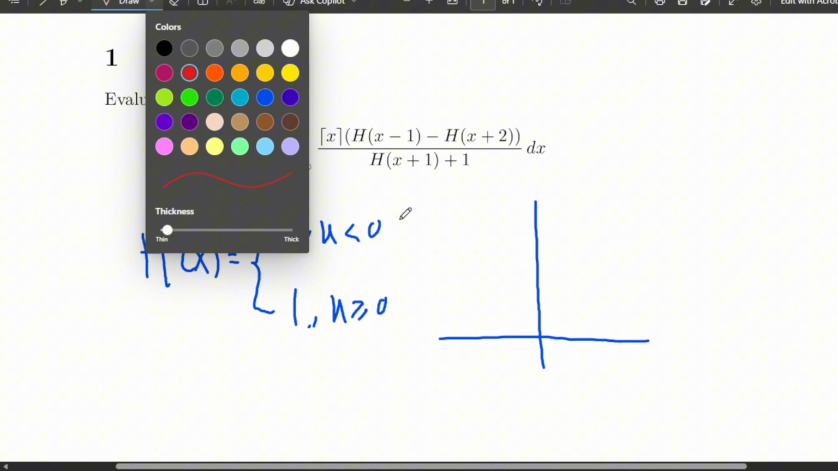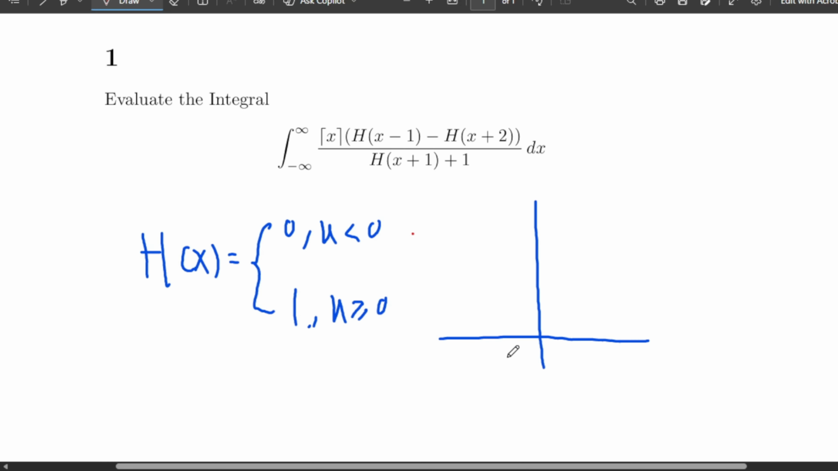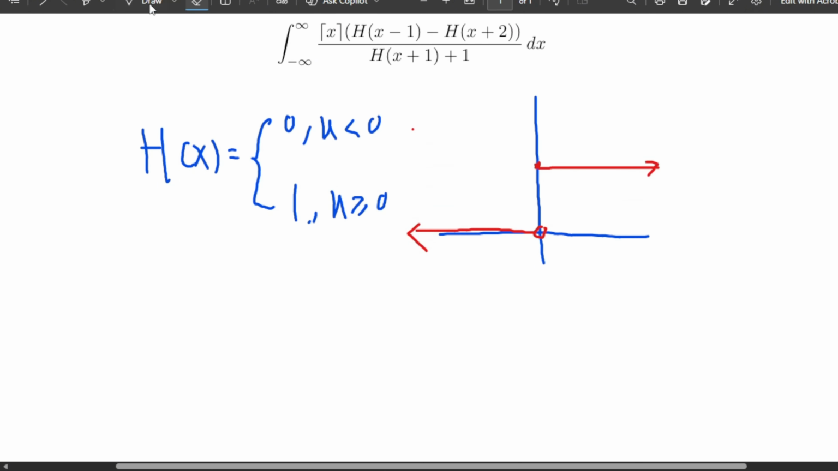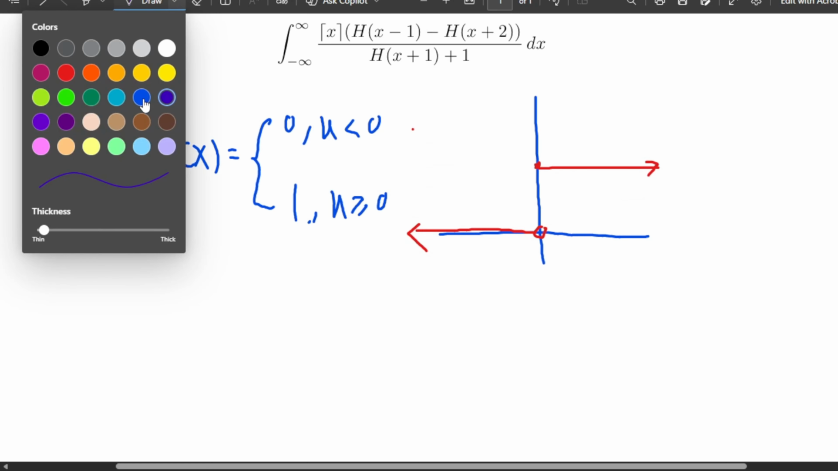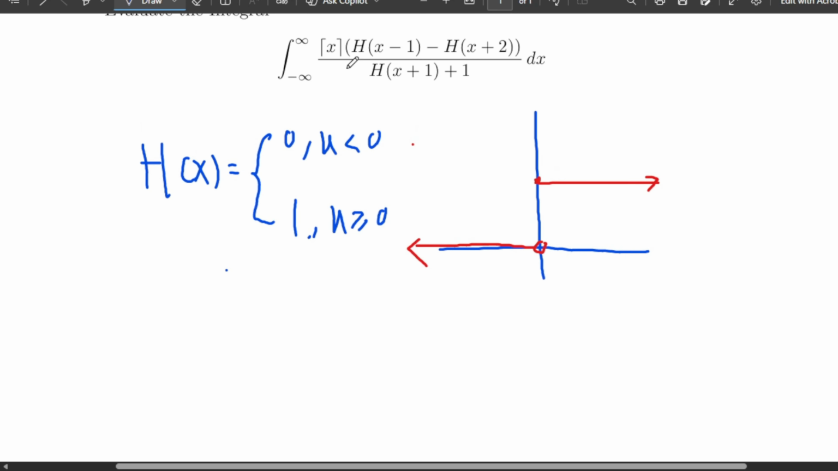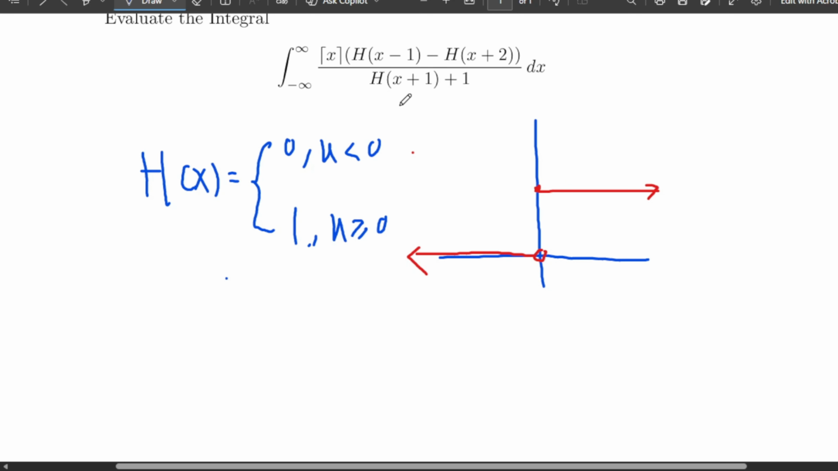So our Heaviside function will be 1, okay, and then 0. And so with that, we need to look at the numerator first.